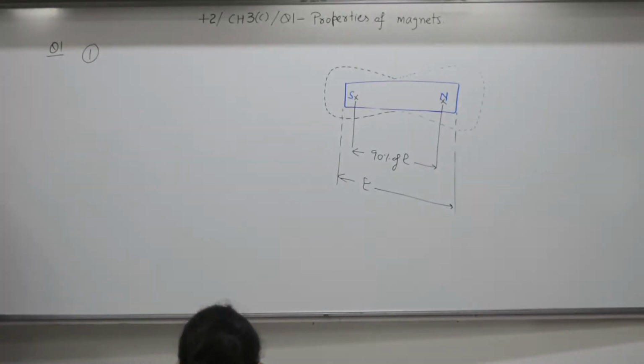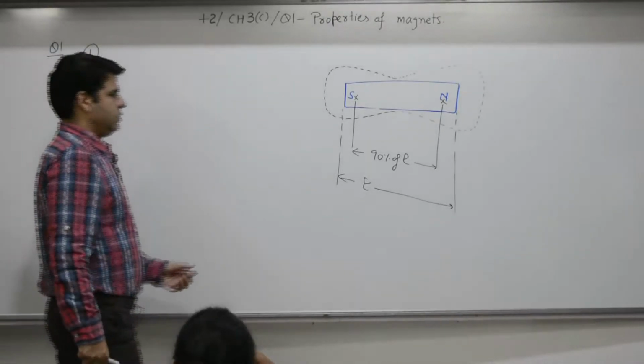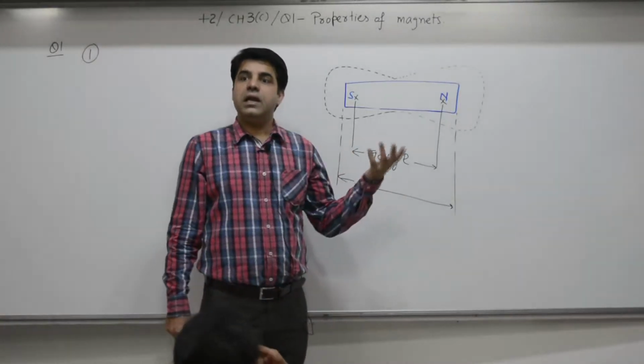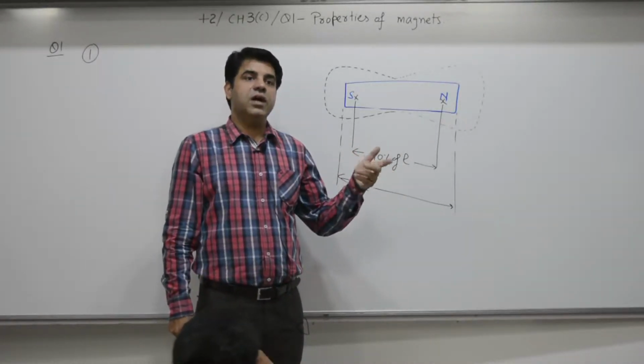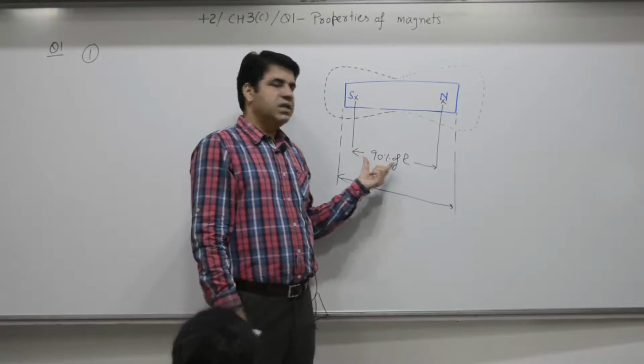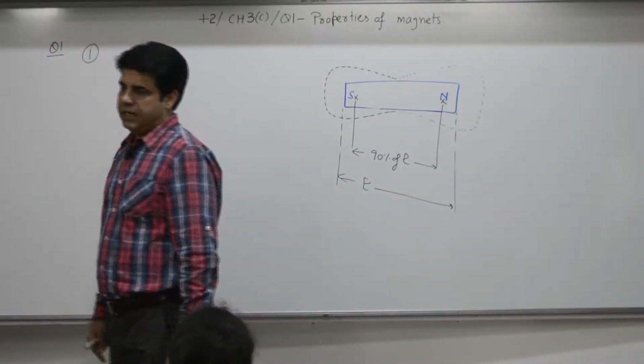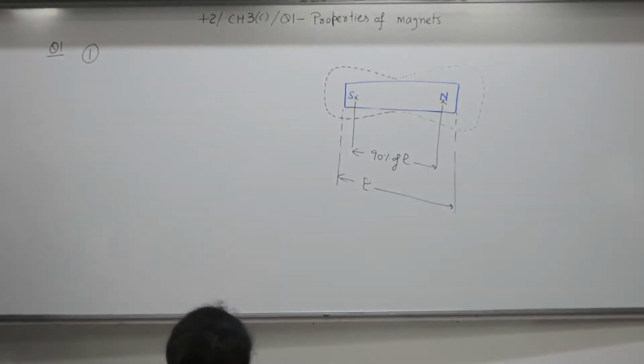So, the first part: the attraction appears to be maximum at the two ends of the magnet. The effect of the magnet is minimum at the center of the magnet. You get this type of result, that it is 7 by 8 of L, 8 by 9 of L, approximately 90% of L.